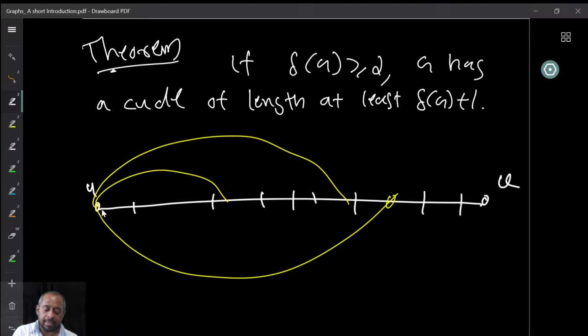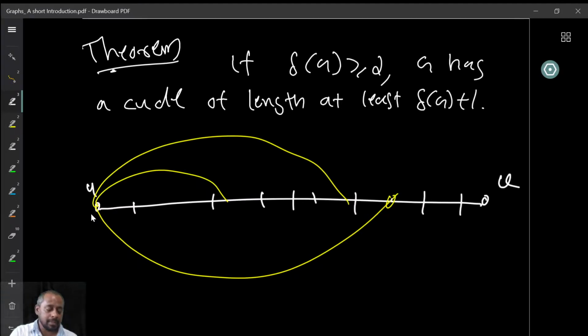Now what we do is that we take the furthest neighbor, the delta neighbor of U in this path, and then it shows that if you take this path and this edge, U to this, because it is a neighbor, there is an edge. If you take this path and this edge, that forms a cycle which has strictly more than delta edges, because we have delta edges in this path and there is delta or more edges in this path, and then there is this edge. So it has strictly more than delta edges, which is at least delta plus 1. So there is a cycle of length larger than or equal to delta plus 1.